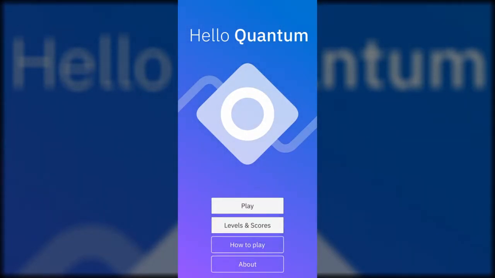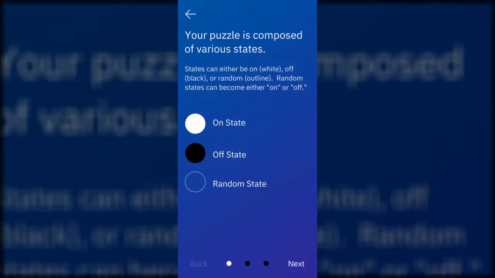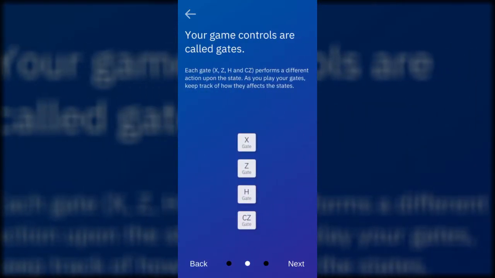Let's see. I didn't go through the how to play guide, so we can take a look at this first and see if we get anything out of it before we start. Is it just your typical puzzle game? So we have states: white is off, black is on, or white is on, black is off, and random is the outline. So I guess that would be the equivalent of 1, 0, and then the random one is probably whatever superposition. Then the controls of the game are gates: the X, Z, H, and the CZ gate.